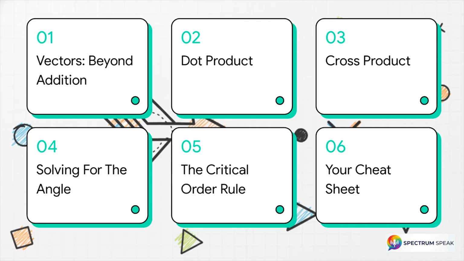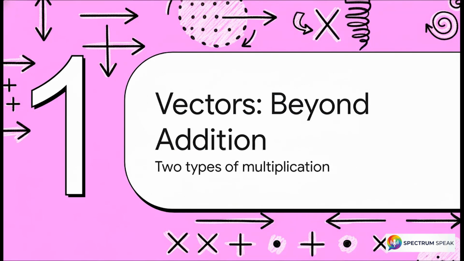So here's what we're going to cover. We'll start with the two main concepts, the dot product and the cross product. Then we'll walk through a real-world example. I'll show you the most common trap people fall into, and we'll wrap it all up with a quick and easy cheat sheet.